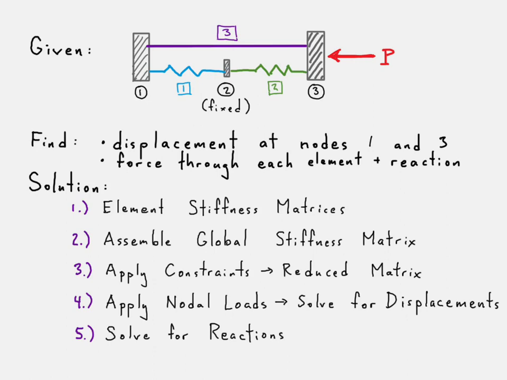and then we use those displacement results to solve for the reactions. In this case, it's just the reaction there at node 2. And then we can also solve for the elemental results. In this case, the forces going through each of the spring elements and the truss element.